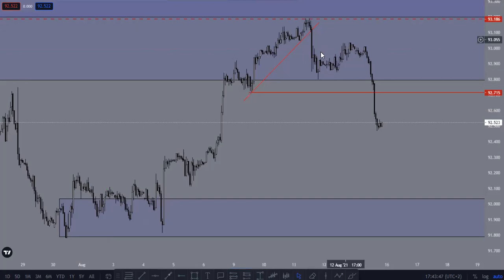Price rallied up. It came back into those highs. This would have been a beautiful area to go short in, if you're looking to go short, factoring in our confluences. So there were a number of confluences.